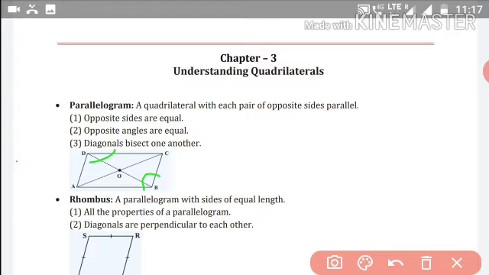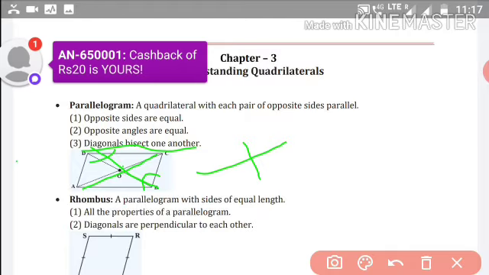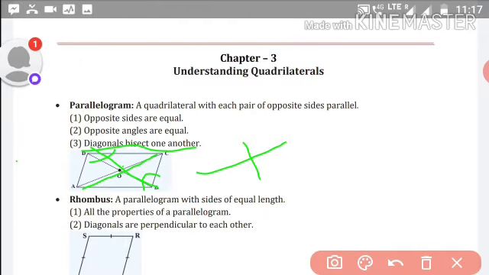So diagonals bisect one another. What does it mean? Which are the diagonals here? AC. This is a diagonal, isn't it? And the other diagonal is BD. And what does bisect mean? Bisect means the line is divided equally. Here at point O, AOC is one line, isn't it? Now AO is equal to OC. This is called bisect. In the same way, DOB is a line and it bisects equally at O. DO is equal to OB.